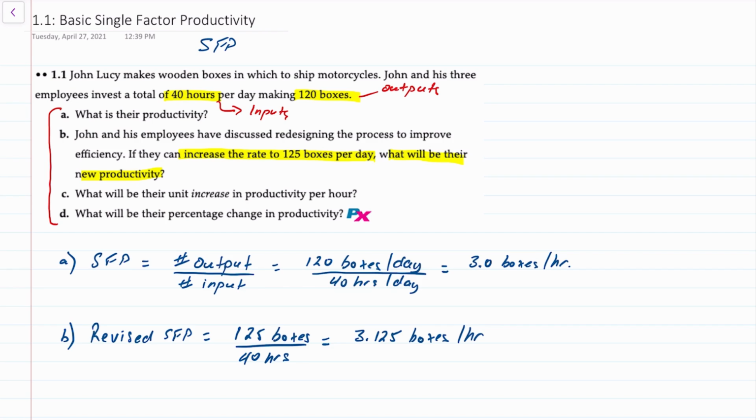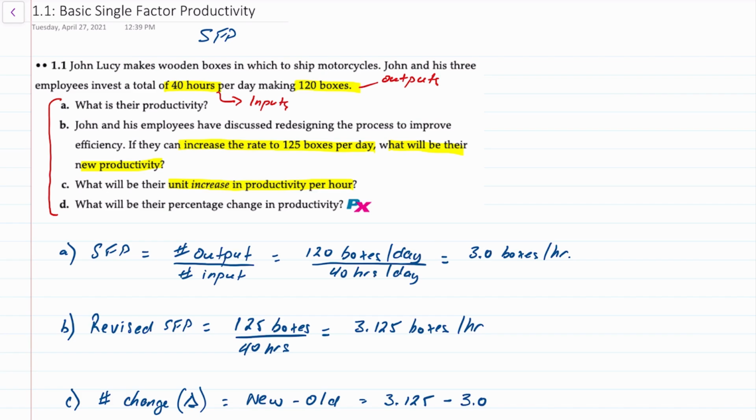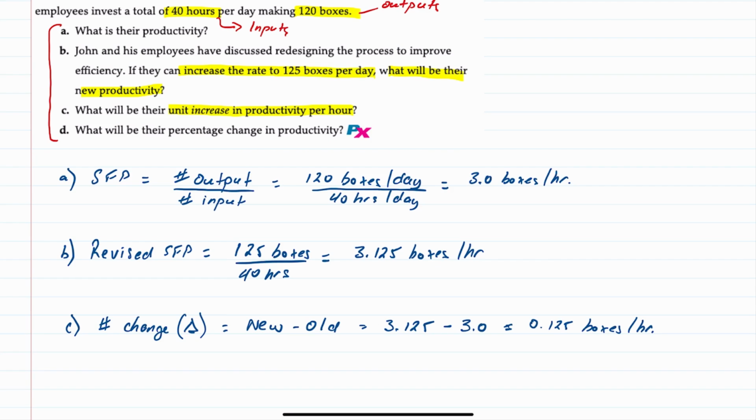Now, knowing this, we can now look at determining how productivity has changed. So requirement C asks what will be their unit increase in productivity per hour. Well, that's no problem. The unit change, and I like to call that delta or triangle, is simply equal to the new productivity minus the old. So here we have a new productivity of 3.125 boxes per hour minus 3.0 boxes per hour gives us a change of 0.125 boxes per hour.